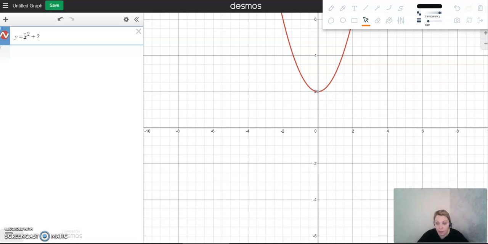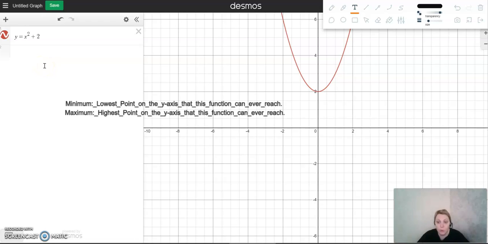Now, if I don't have any domain restrictions, I can easily see my min. So what do I mean by min and max? The minimum is the lowest point on the y-axis that this function can ever reach. The maximum is the highest point on the y-axis that this function can ever reach. So the question you should be asking yourself: does every function have a min and max? And the answer to that is absolutely no.